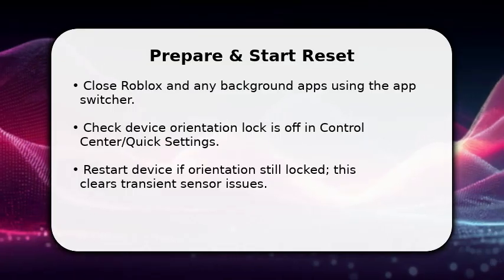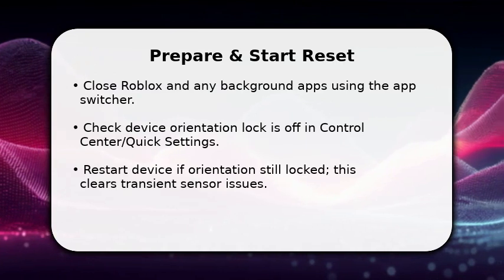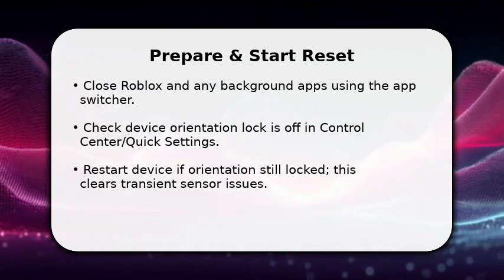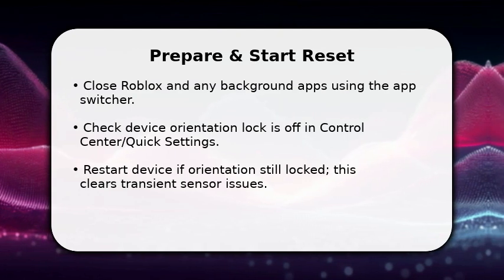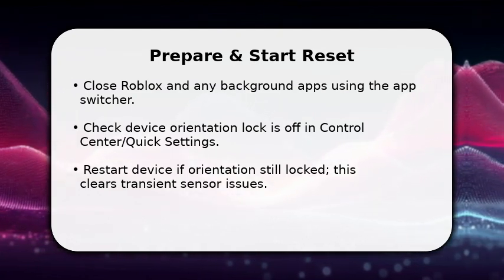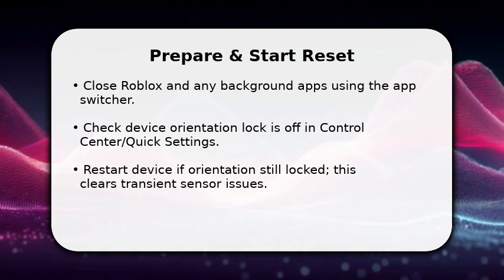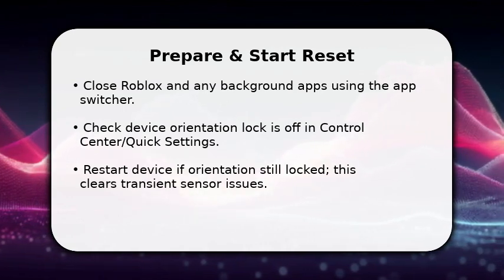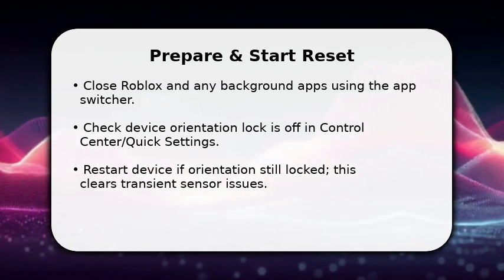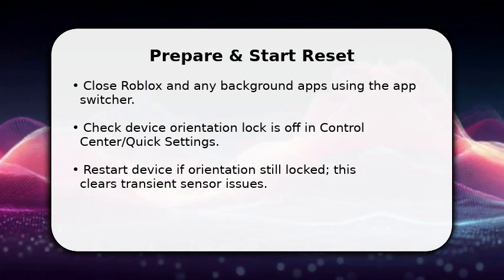You begin by closing Roblox and clearing other apps. This prevents conflicts. Next, open your control center or quick settings and make sure orientation lock is off. If it was on, turning it off lets the screen rotate. Once done, force quit Roblox and relaunch it so the app rereads the current sensor state.